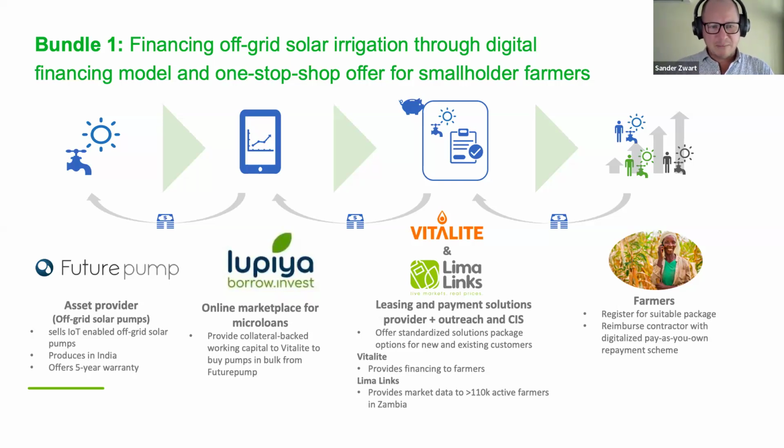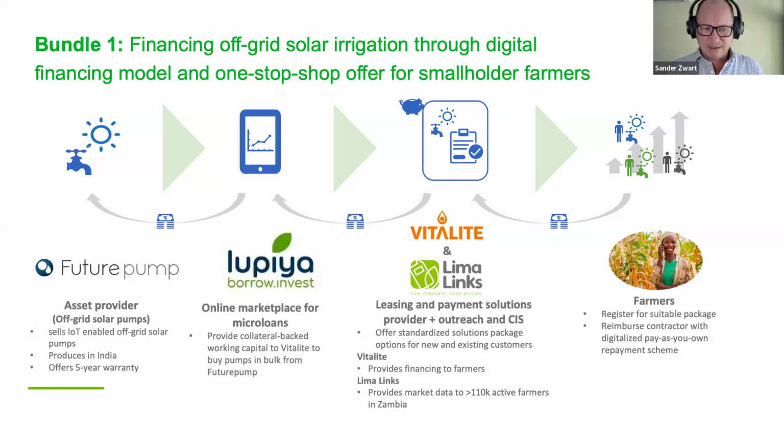But these companies also participated in these meetings. They also participated in the matchmaking meetings, and they were sitting together and they developed this service. So Future Pump is an asset provider. They are just a technology provider. They sell pumps. They sell the solar systems, the irrigation.